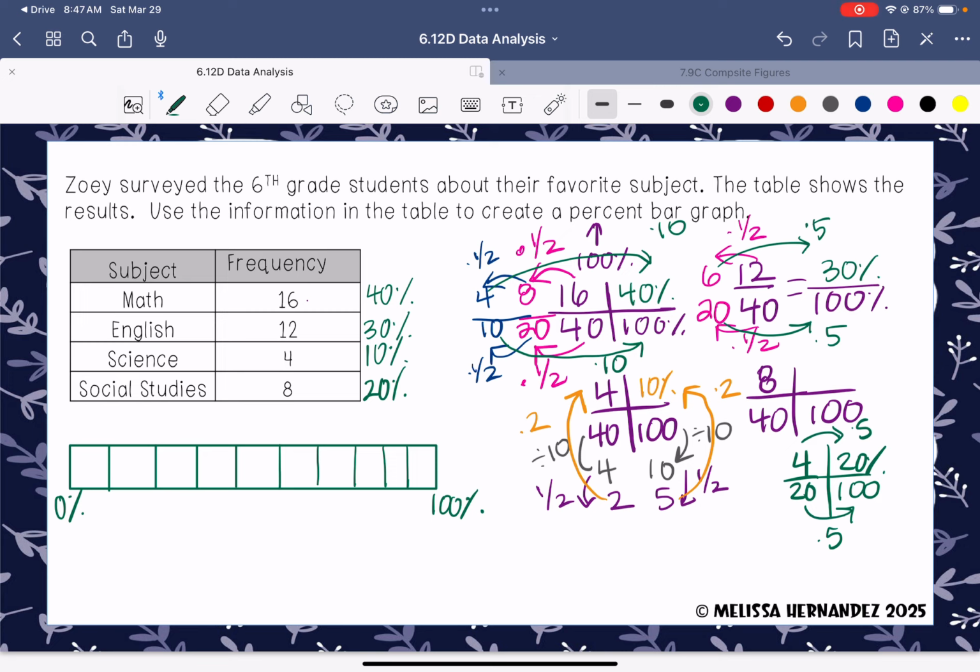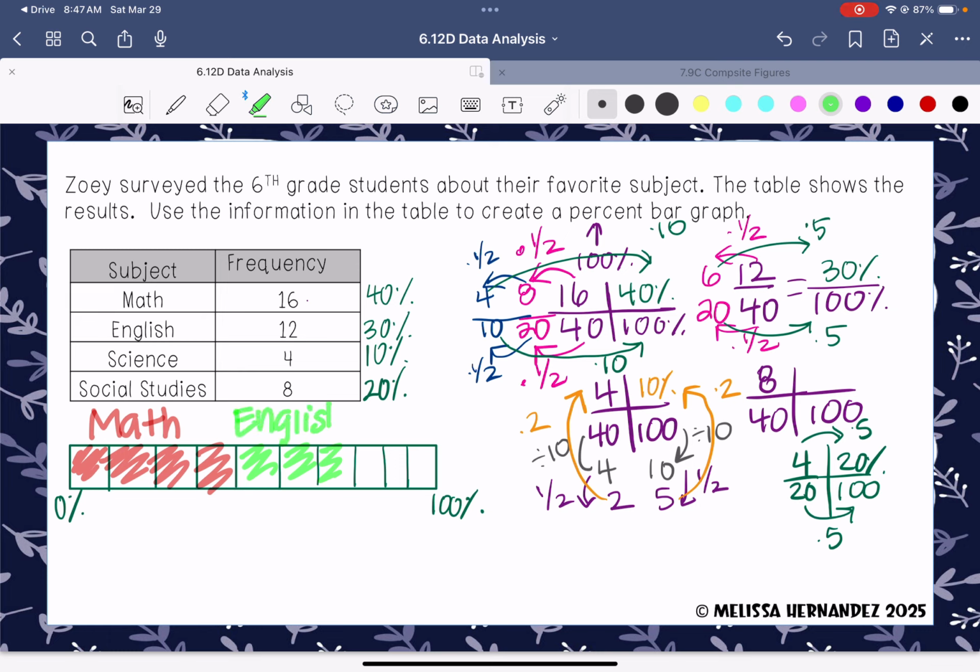So math is 40%. What that means is I'm going to use 4 of them. And this will be math. Now, I'm going to use a different color, and then I need 3 because each one is 10%. So for 3 of them, that will give me the English.